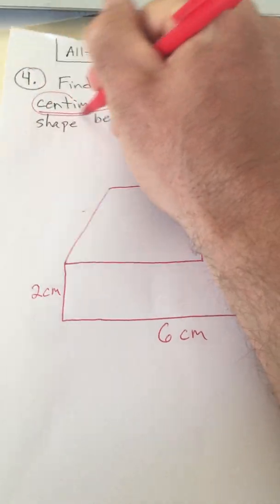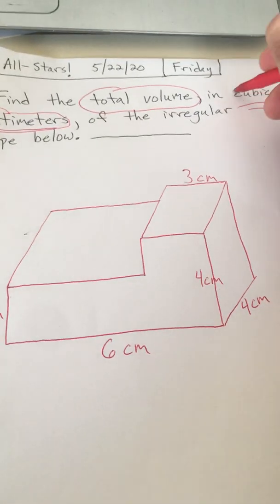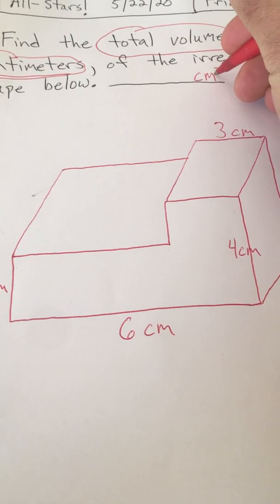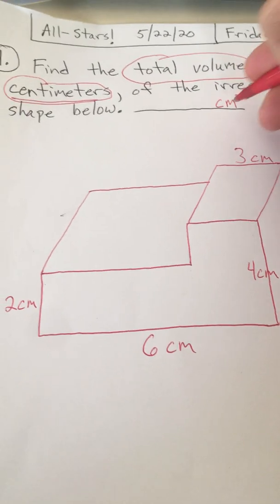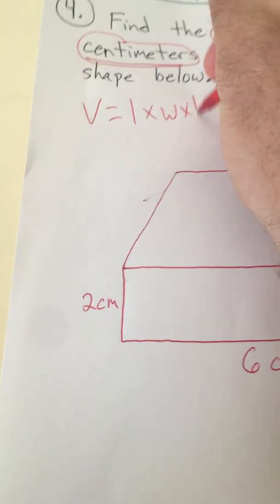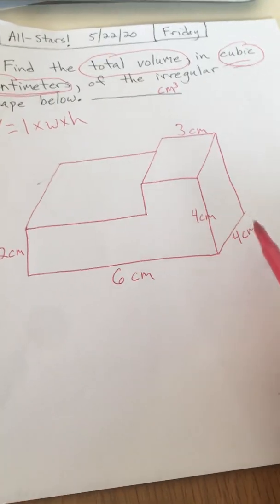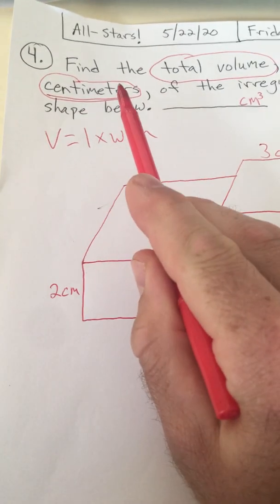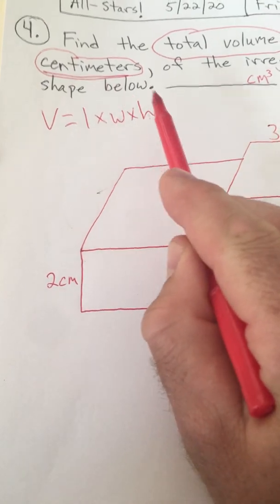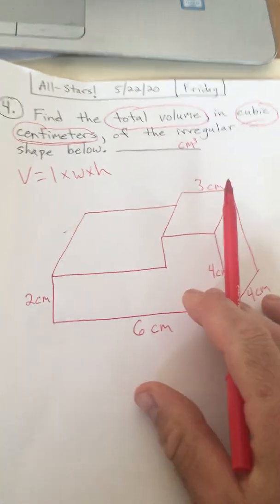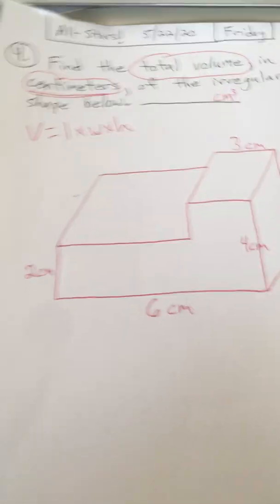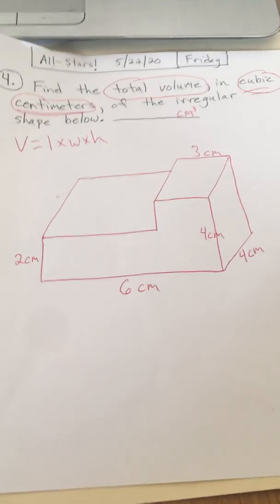So I'm going to label my unit of measurement right now. It needs to be in cubic centimeters, which is centimeters cubed, or centimeters times centimeters times centimeters, because the formula for volume is length times width times height. And since these dimensions are all centimeters, we're going to have a length of centimeters, a width of centimeters, and a height of centimeters. So when we find the volume, we'll have centimeters times centimeters times centimeters, which are centimeters cubed, or cubic centimeters. So I'm going to go ahead and put that right there now to make sure I don't forget that. So let's find the total volume of this irregular shape.